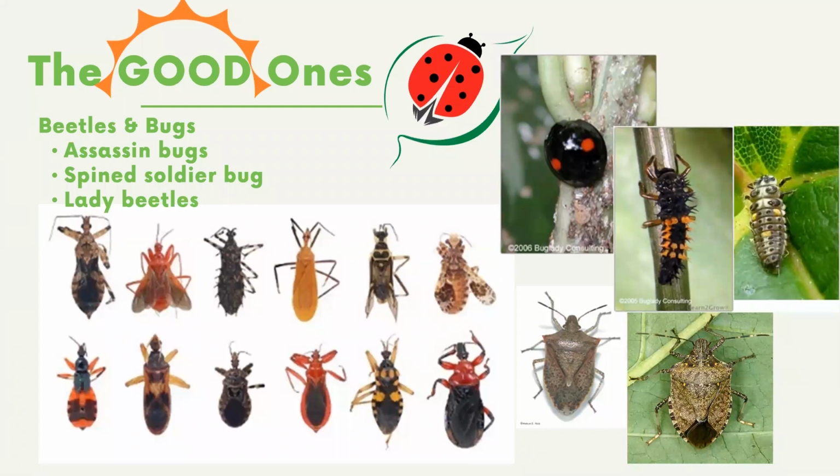The picture on the left is a bunch of different kinds of assassin bugs. Assassin bugs go about eating just about any soft-bodied insect that they can find. So they'll eat aphids and maybe even caterpillars and things like that. But they eat them by spearing them with their proboscis and sucking out all their juices, which is gruesome, but it's good for your garden.